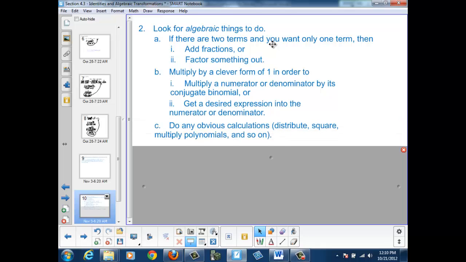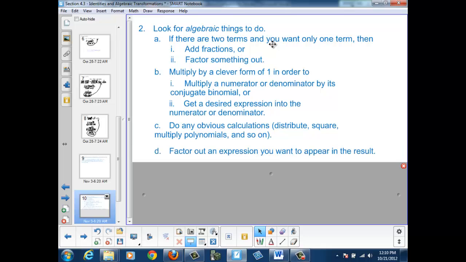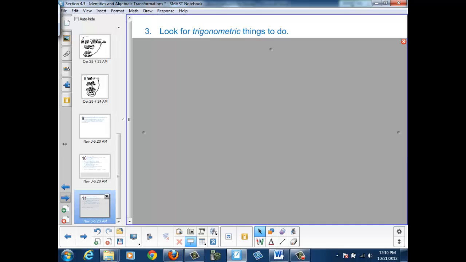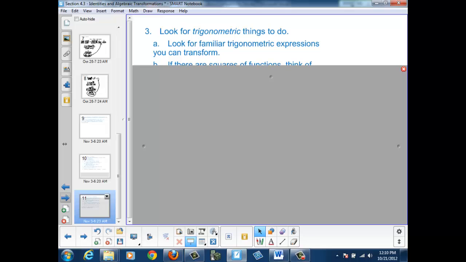Do any obvious calculations. Distribute, square, multiply polynomials, etc. Factor out an expression you want to appear in the result so that you can see if there are things you can cancel out except for that expression. Third, look for trigonometric things to do. Look for familiar trigonometric expressions you can transform.